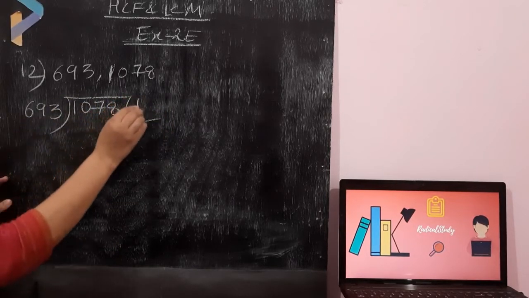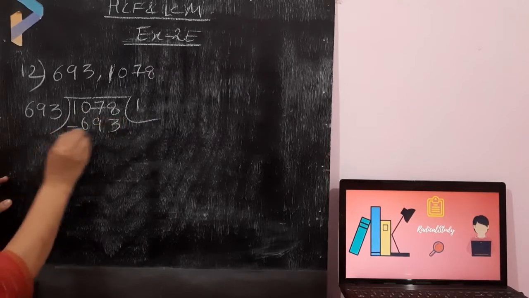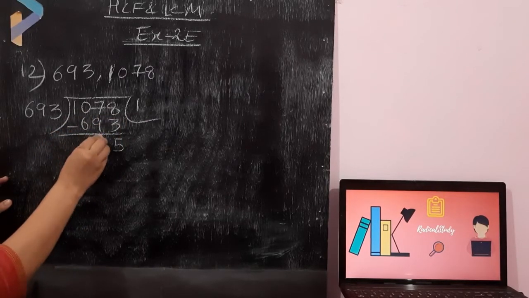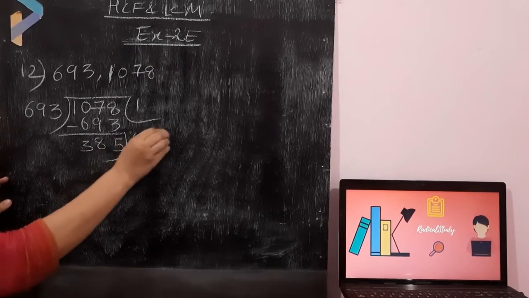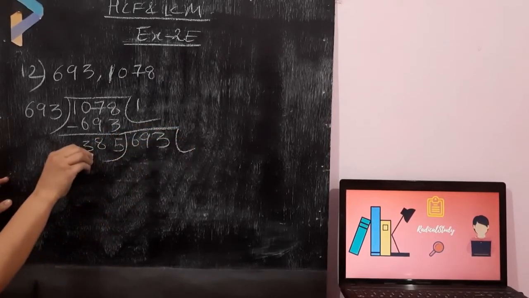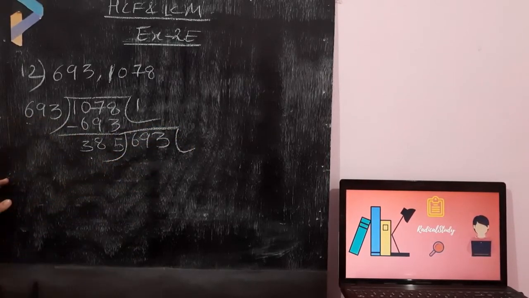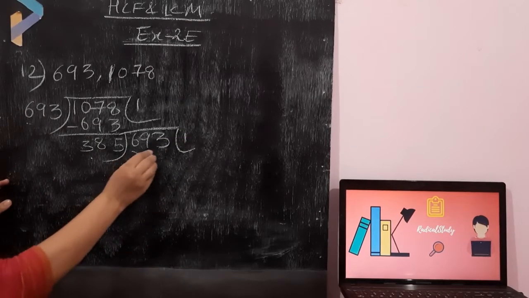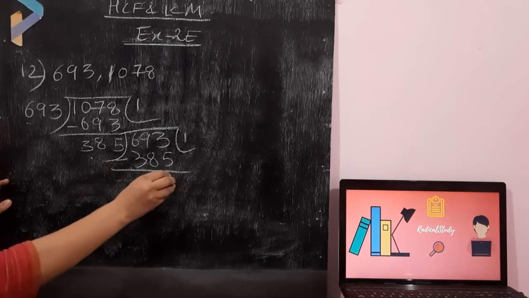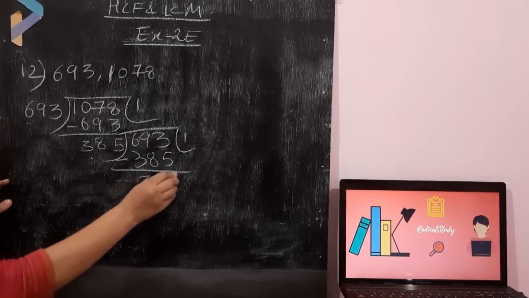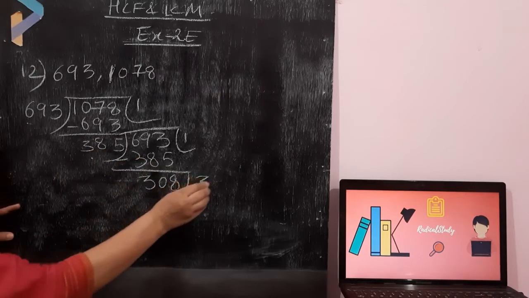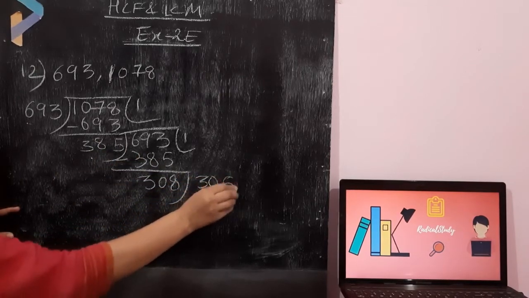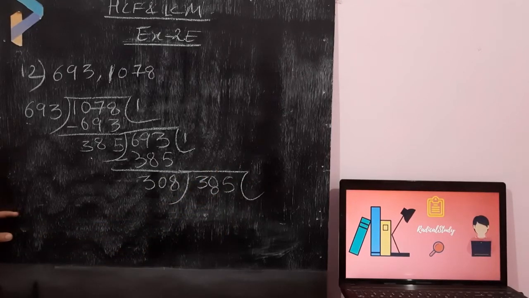So 693 ones are 693. 17 minus 9, here it will be 385. Now again 693. As I have explained, the remainder will become the divisor and this divisor will become the dividend. Now again it will go by 1, 385, right students? So it will be 308, because 13 minus 5 is 8, 8 minus 8 is 0, 6 minus 3 is 3. Now this 385 is again going to become the dividend, and the remainder will become the divisor.